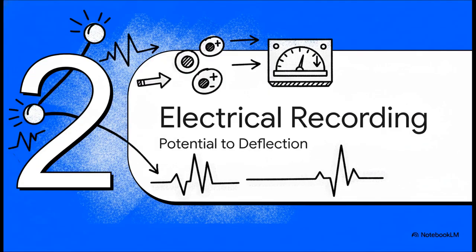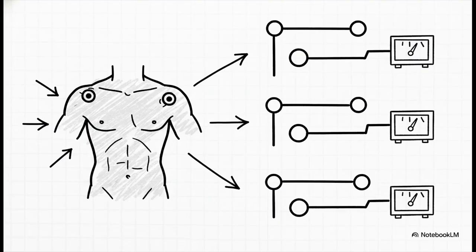So how do these leads actually record the heart's electricity? In this next section, we're going to get right into the physics of how we turn an electrical potential into those squiggly lines, the deflections we see on an ECG. Now, a really critical concept for the bipolar leads is that they don't measure an absolute value. They measure a potential difference between 2 points.